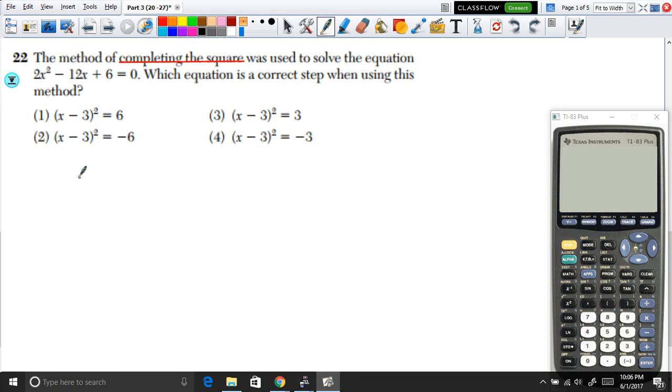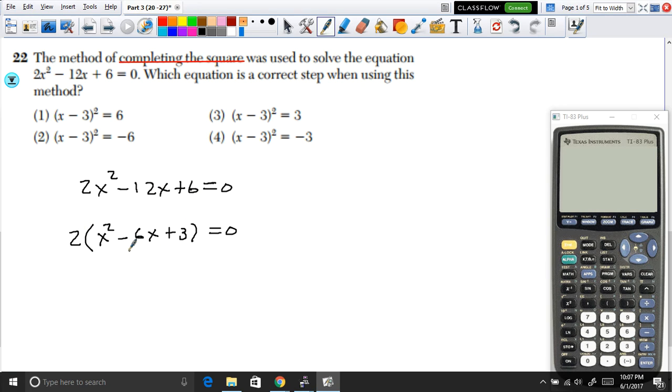Well, let me rewrite the function. Before you complete the square, the first thing you want to see is whether there is any greatest common factor in this expression here: 2x squared minus 12x plus 6. Notice that you can factor out a 2. If you factor out a 2, you end up with x squared minus 6x plus 3 equals 0. Because again, if you distribute, you get the original: 2 times x squared, 2x squared; 2 times negative 6, negative 12x; 2 times 3, that's 6.